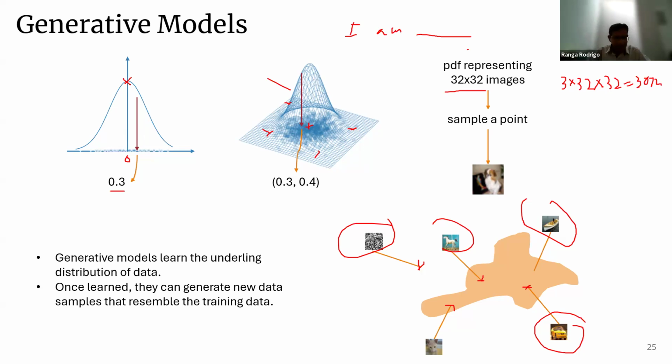So this is generative learning. Generative models learn the underlying distribution of data. Once learned, they can generate new data samples that resemble the training data. This is generative modeling. Any questions about generative models?